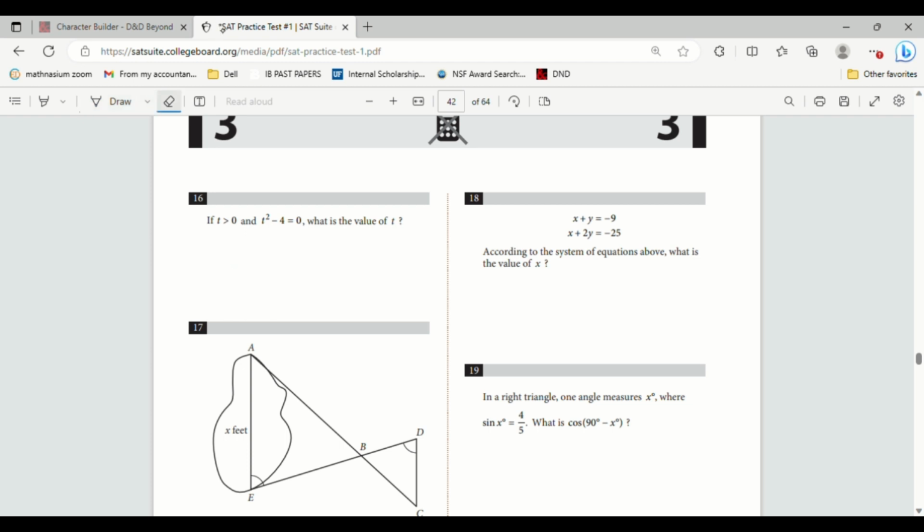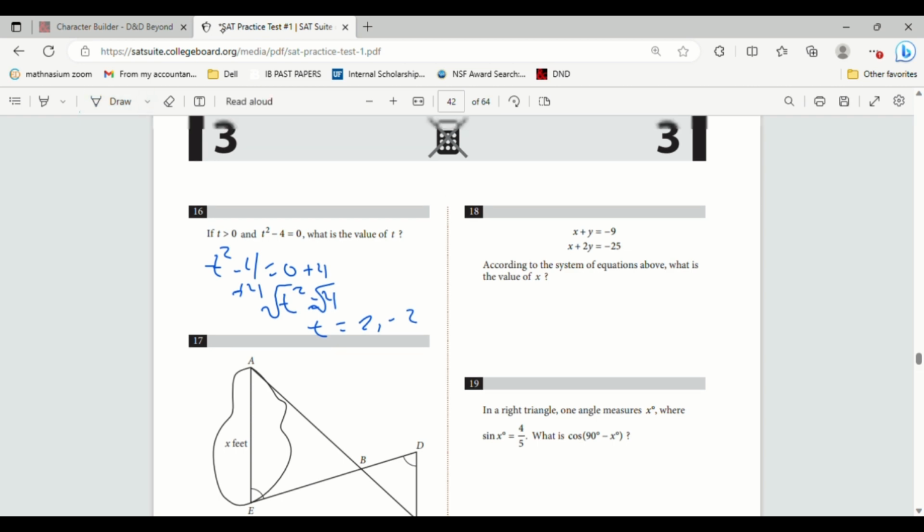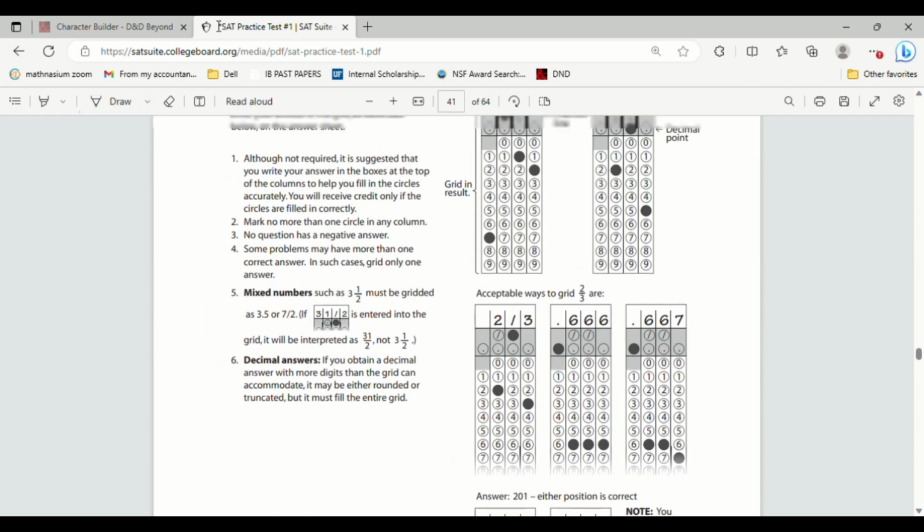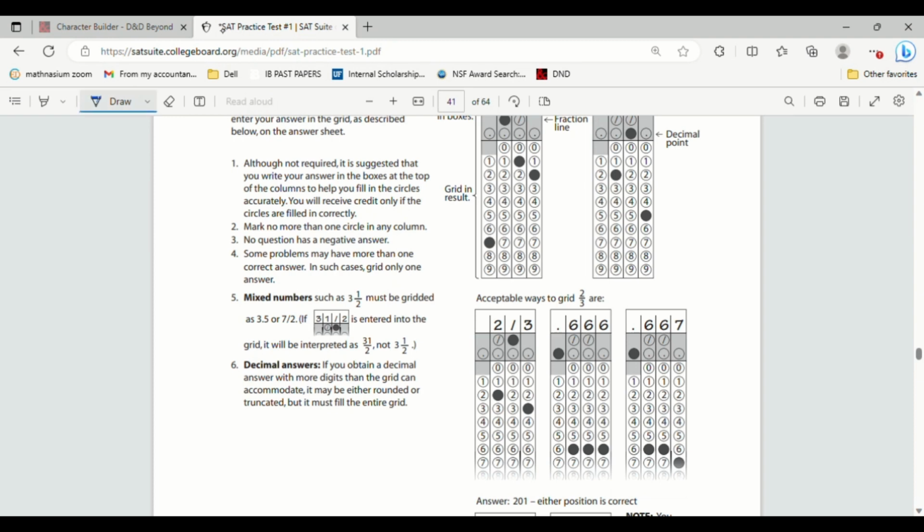If t is greater than 0 and t squared minus 4 equals 0, what is the value of t? Well, we have t squared minus 4 equals 0. I'm going to add 4 to both sides. And I'm going to square root, because it's t squared, so t equals the square root of 4, which is 2 or negative 2, but we are explicitly told that there will be no negative answers. No question has a negative answer.